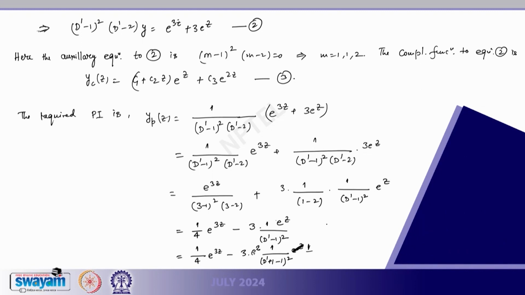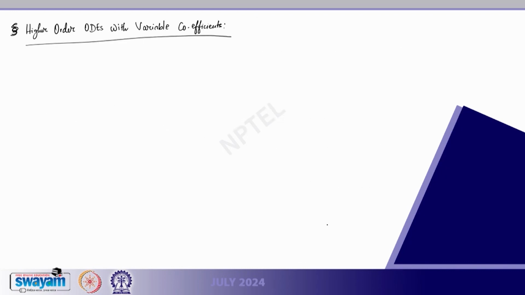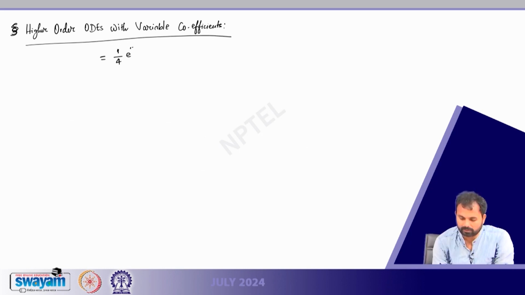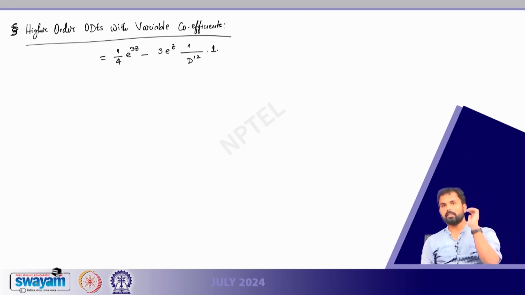So basically this will give 1 by 4 e to the power 3z minus 3 e to the power z, then 1 by D' square of 1. Here we are treating it as the x into e to the power v into e to the power ax form. So e to the power ax came this side and we substituted D as D plus a, or D' as D' plus a.